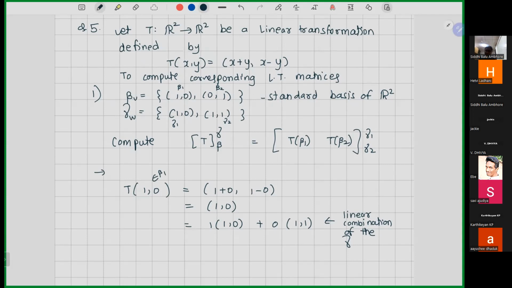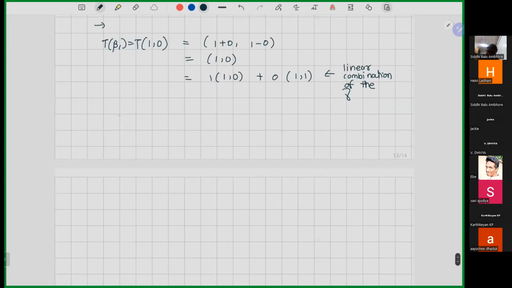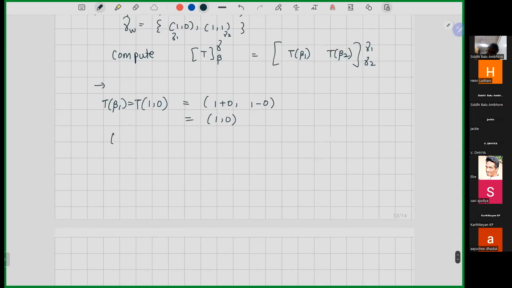So this is beta 1, T beta 1, which is T of 1 comma 0, and this is 1 comma 1. So I want to write 1 comma 1 as A gamma 1 plus B gamma 2. That is, A times 1 comma 0 plus B times 1 comma 1.